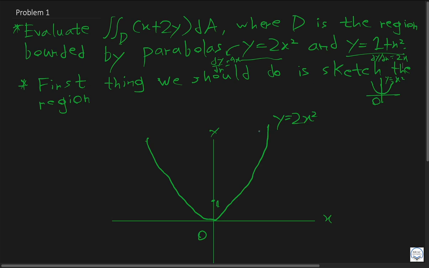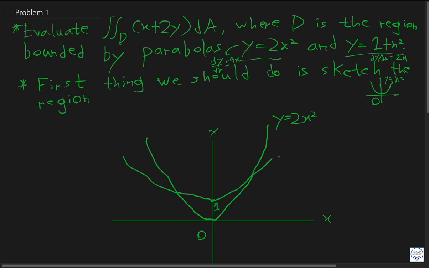So when drawing 1 plus x squared on the same diagram as y equals 2x squared, we should draw it more flattened. Let's draw the more flattened curve, and we know that it must intersect the y-axis at y equals 1. So this is y equals 1 plus x squared, and we can see that the bounded region is in between the two curves. So our D is this shaded part.